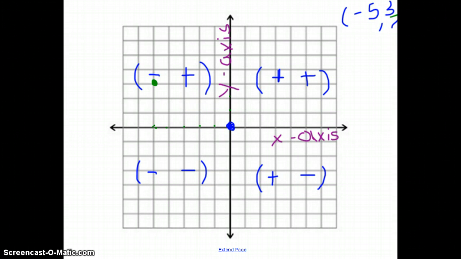Now we're going to use this idea to start coordinate graphing today. If you have questions, please look back to your notes, but also feel free to help your other teammates out.